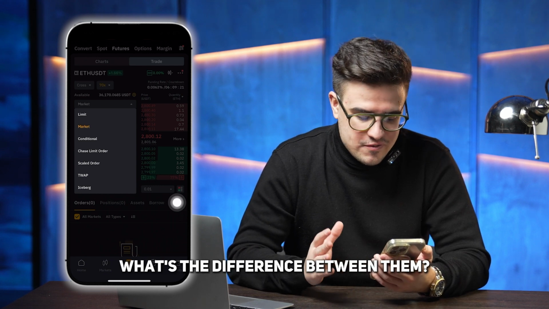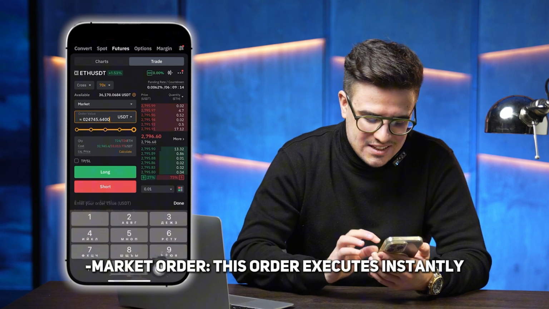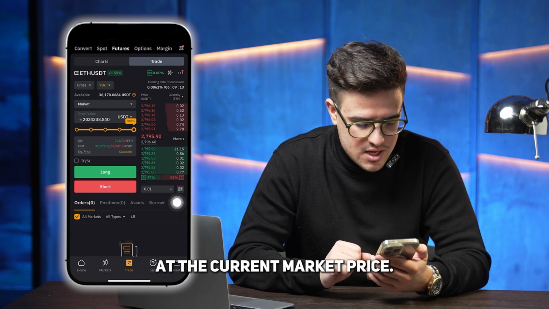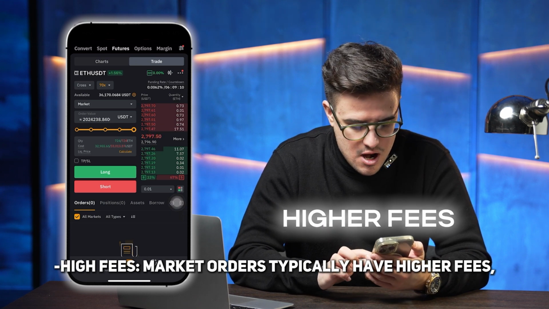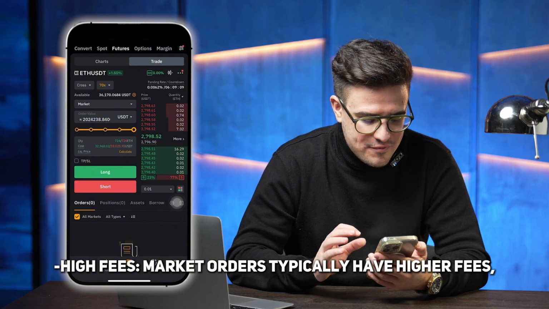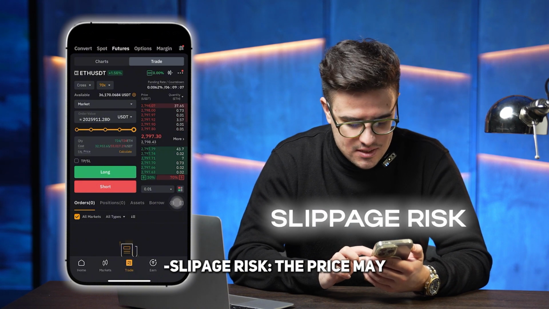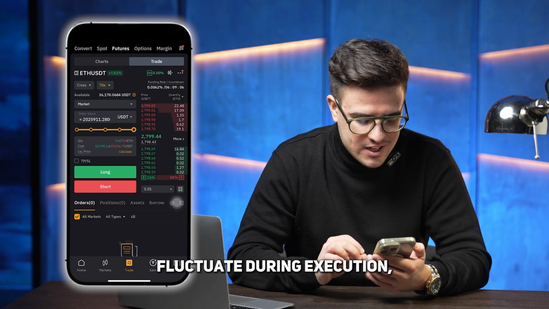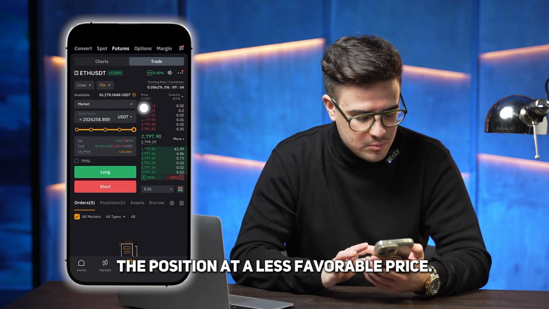What's the difference between them? Market order. This order executes instantly at the current market price. It's convenient, but there are a few drawbacks. Higher fees. Market orders typically have higher fees, sometimes several times more than limit orders. Slippage risk. The price may fluctuate during execution, which can result in entering the position at a less favorable price.